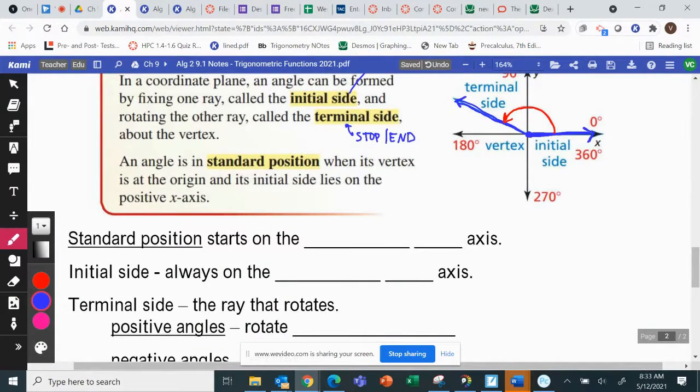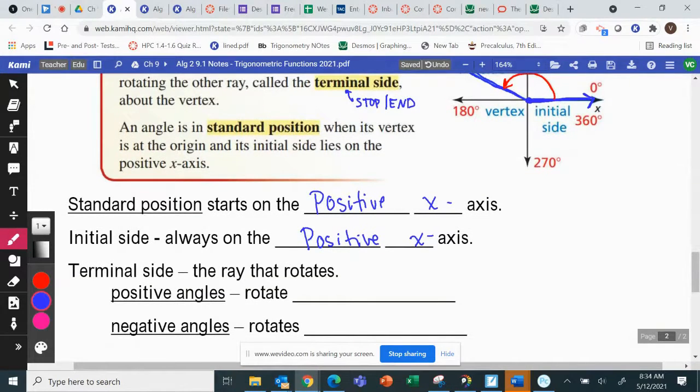So standard position starts on the what? I just read it. Standard position starts on the positive x-axis. The initial side is always on the positive x-axis. Same thing we just said. And then the terminal side is the ray that rotates.